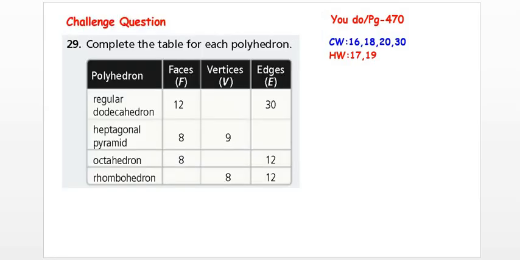It says complete the table. For each polyhedron you will make use of the Euler's theorem to find the missing values. For example, here they want you to find the number of vertices. Here they want you to find the edges, vertices and faces. So better pause the video here and complete the table and then play the video to check your answers. So here are all the answers. I made use of the Euler's theorem to find all the missing values. It was very simple.